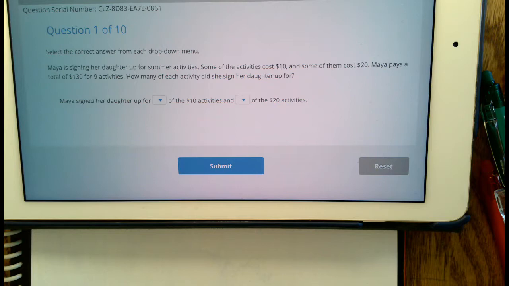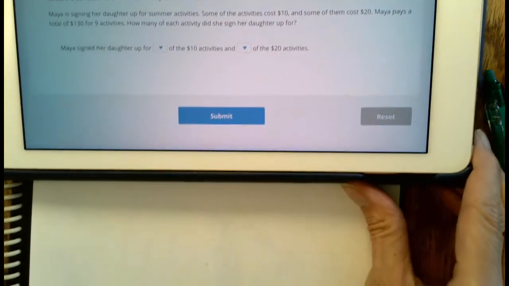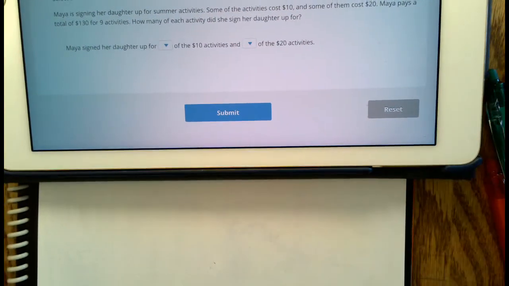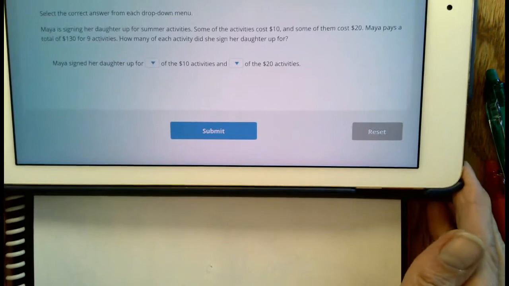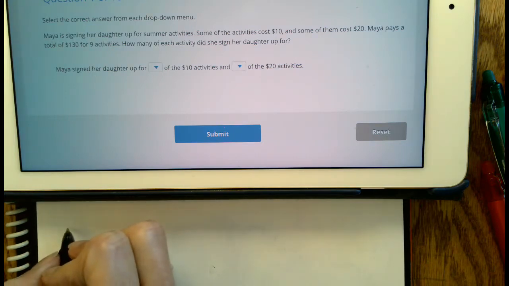Well, first of all, what we have to do is write the equation for this, and then we want to solve the equation. We're going to use the method called substitution. But what's going to happen is we're going to have 2 equations, and one of the equations is just going to deal with money. So what the problem says is that some of the activities cost $10.